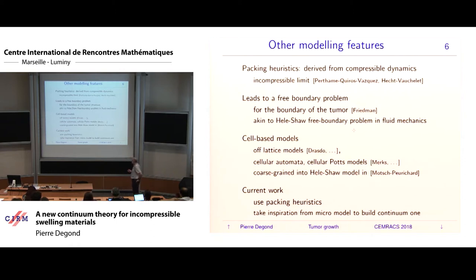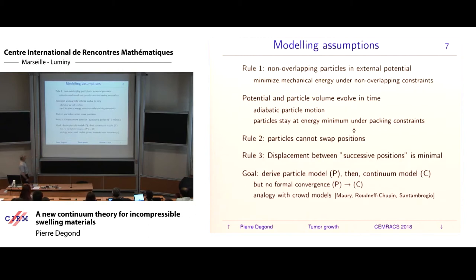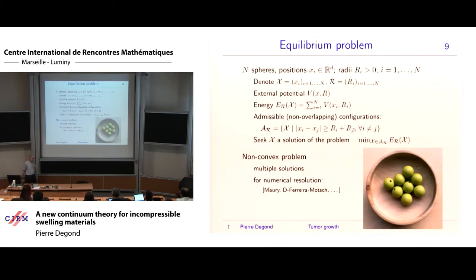All right, so here we are going to use a packing heuristics. We are going to build a continuum model, but inspired by the micro model. So we're not going to address the question of how to prove convergence from the micro to the continuum. Actually, I think that's a difficult problem because the micro model doesn't have a unique solution, but at least we get inspiration from the micro to get to the continuum model. So that's the plan, and we start with a microscopic background.